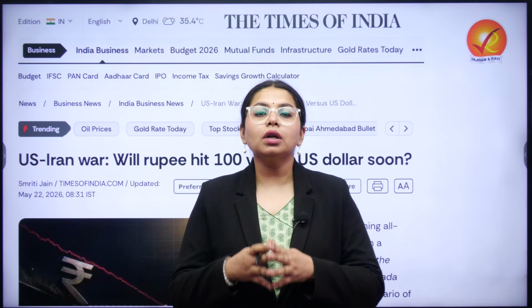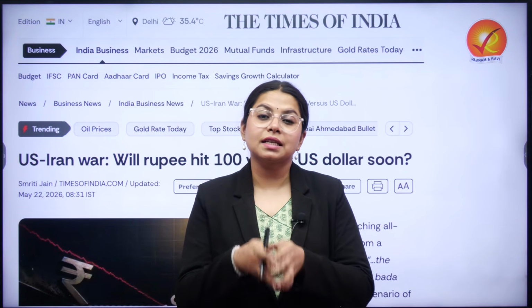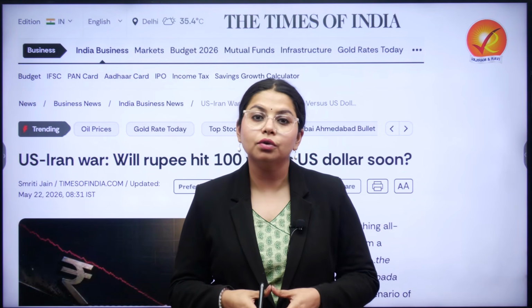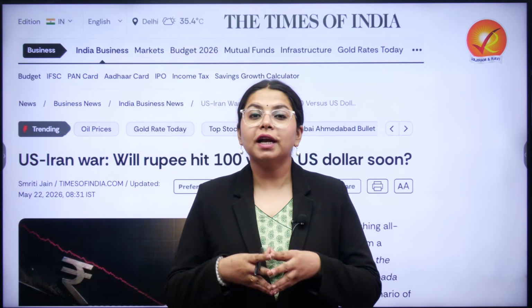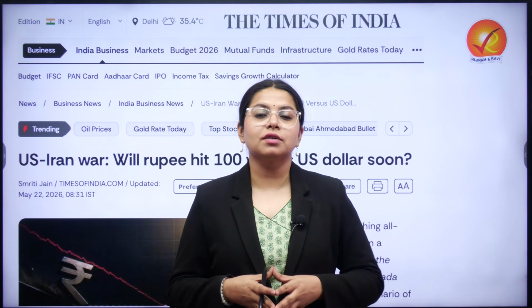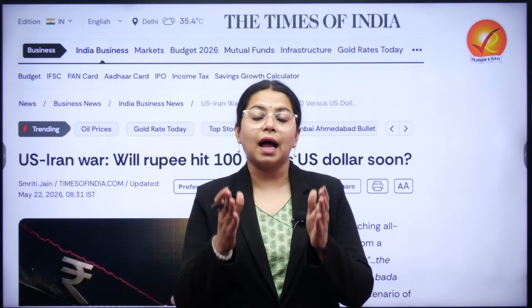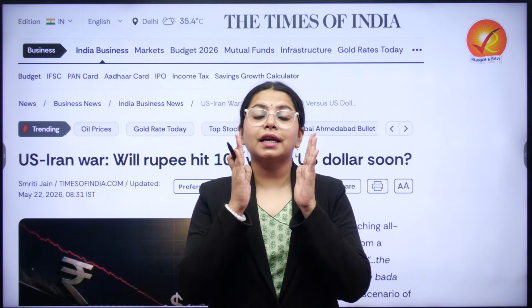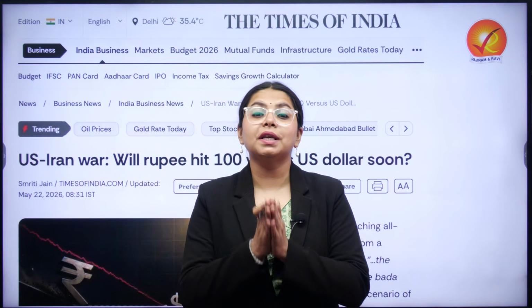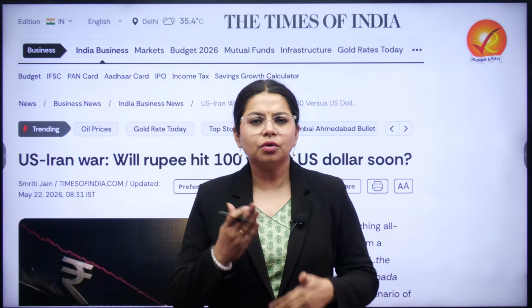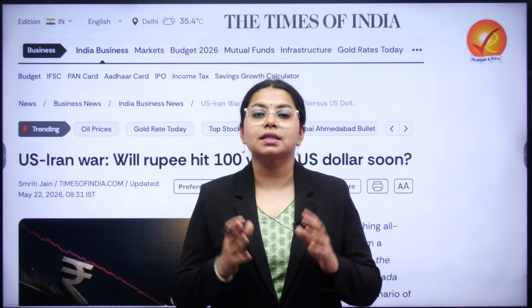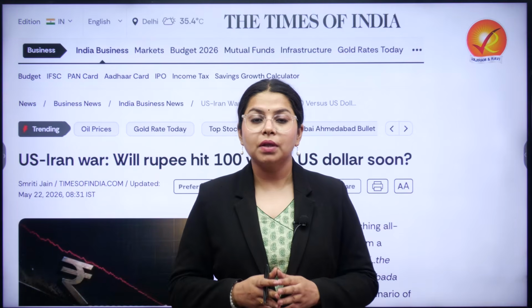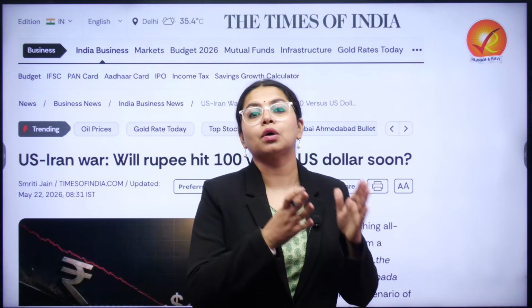Did you know that the dollar has touched the rupee 96 mark already? Do you know that it is worrisome? But at the same time, more worrisome is the fact that analysts and researchers are saying that it might easily cross the rupee 100 mark as well. You might be thinking that is going to be devastating. Yes, might be. But the question is, what is causing it?